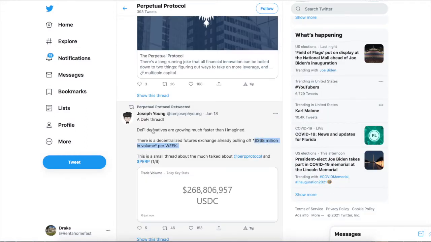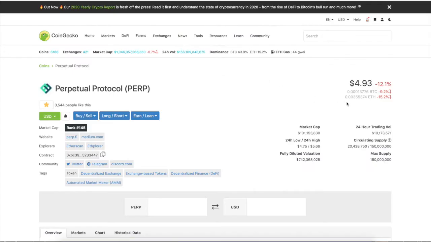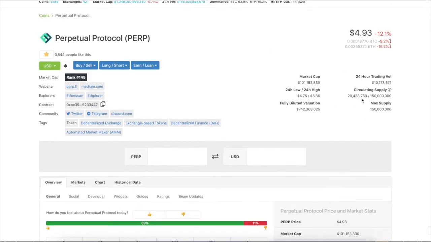286 million in volume per week. This was just tweeted yesterday. I mean, this project's taking off. People are noticing it, and it's definitely going up in price. Look, it already went up 173%. Its market cap is only 101 million, so it does have a lot of room for growth. Not financial advice, guys. This is just my opinion on the project.